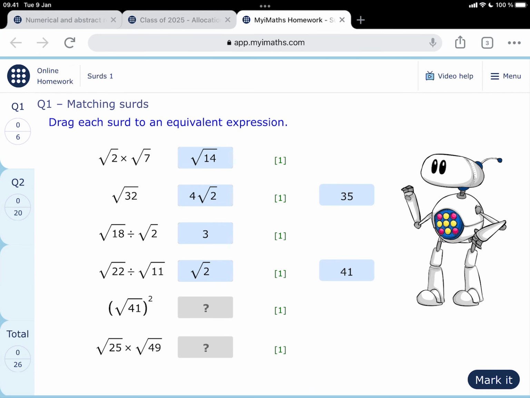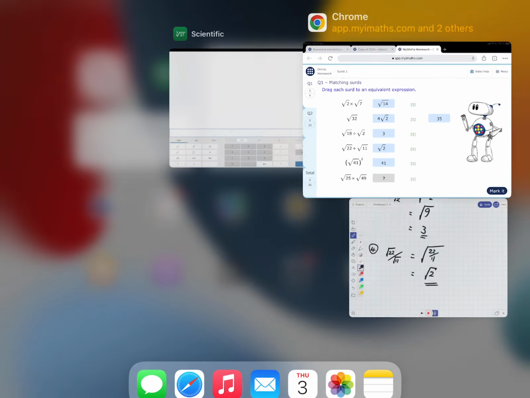Next one, square root of 41 squared. Well, square root and squared cancel each other out, so that's just going to be 41. And then the last one, square root of 25 times the square root of 49. Well, the only option left is 35, but let's try and satisfy ourselves that it is 35.